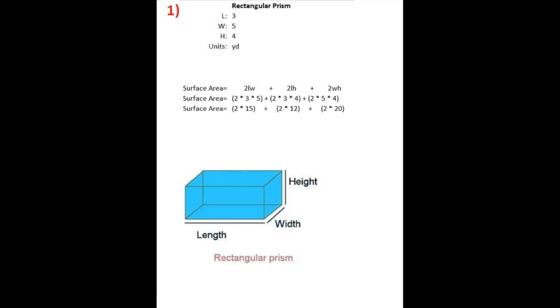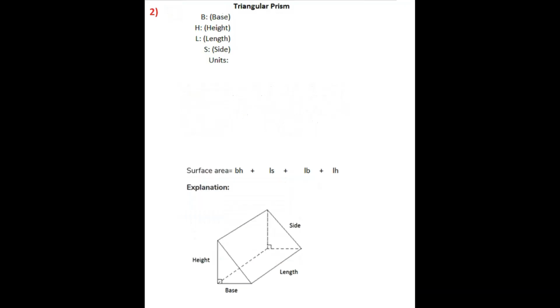When we simplify this, it becomes 2 times 15 plus 2 times 12 plus 2 times 20. Then we have 30 plus 24 plus 40. And our answer here is 94 yards squared. All right, 94 yards squared. Moving on to number 2.